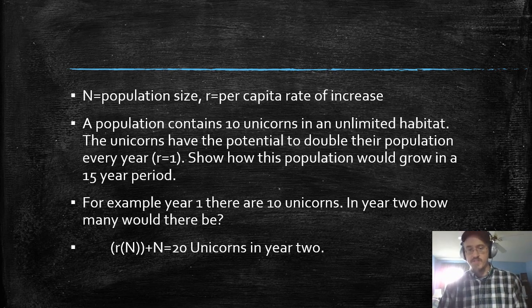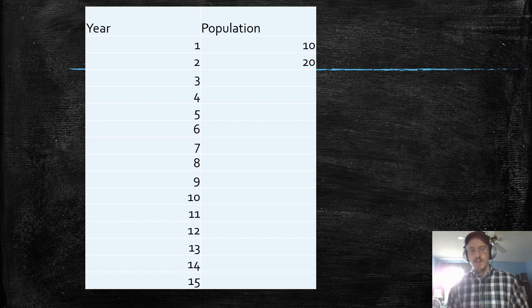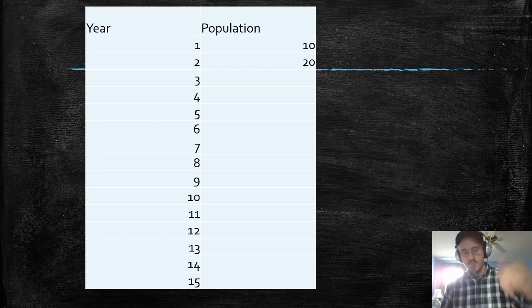And let's look at what this looks like. So here's year, population. Year 1, we have 10. Year 2, we have 20. You can calculate this out. And I want you to try it. Try it out to like 5. Pause the video, calculate out to 5. You don't have to go all the way to 15. Just see how it works because you need to be able to do this. Okay.